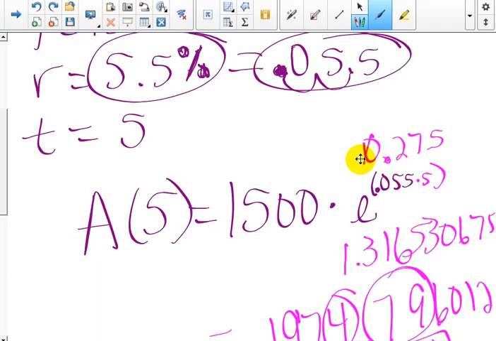Press your second function, the green button. See the e to the x underneath it? Okay. Type that, and it should say e and a box flashing. Type 0.275 and press enter. Did you get it? Yeah. Okay, very good. Now multiply that answer times 1,500.